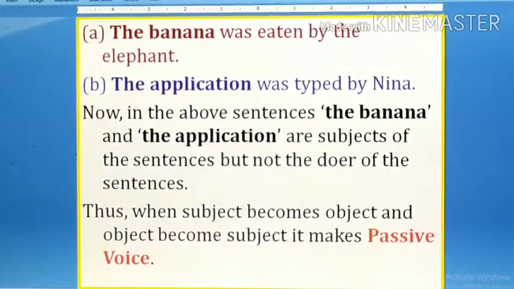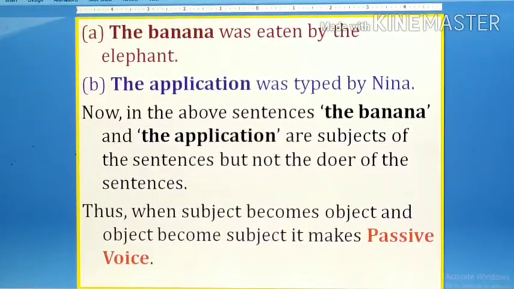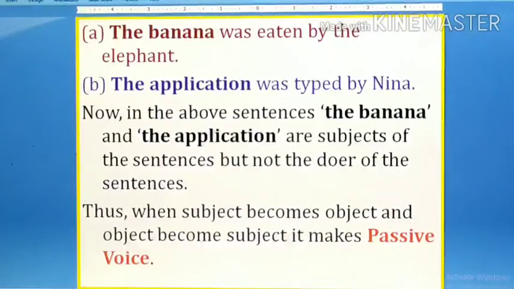Now, the banana was eaten by the elephant. Remember, in the previous slide I said the elephant ate the banana, and now I have just written the same sentence in a different way. Just see here. The banana was eaten by the elephant. Means here the banana, which was the object, now has come in the place of the subject, and eaten is the same verb, and elephant, which was the subject in the previous sentence, now becomes the object.